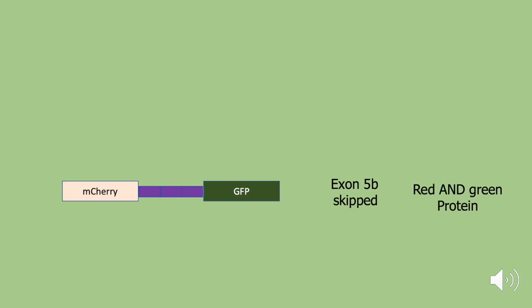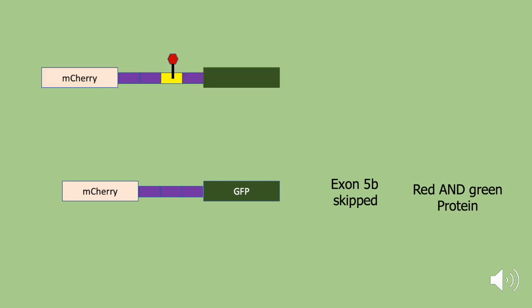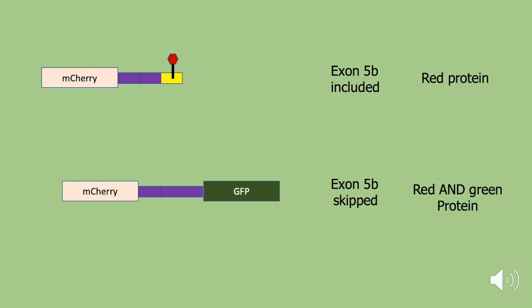Now, we've designed the minigene in this way so that it gives us a colour readout of the situation within the cell. When we have splicing that skips exon 5B, we'll produce a protein that has the code for the red protein and for the green protein. However, when we have situations where exon 5B, the cassette exon, is included, then we'll produce only a red protein, and that red protein will actually be smaller than the green protein.